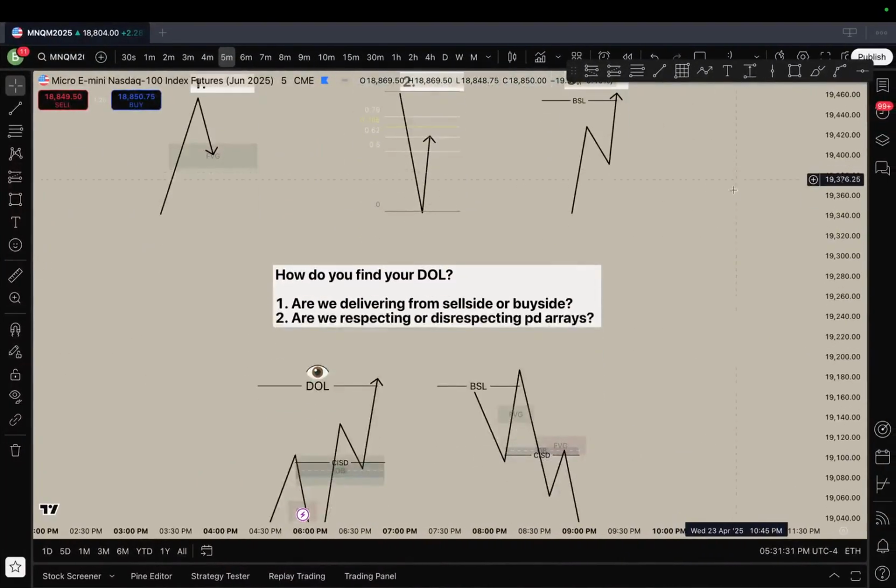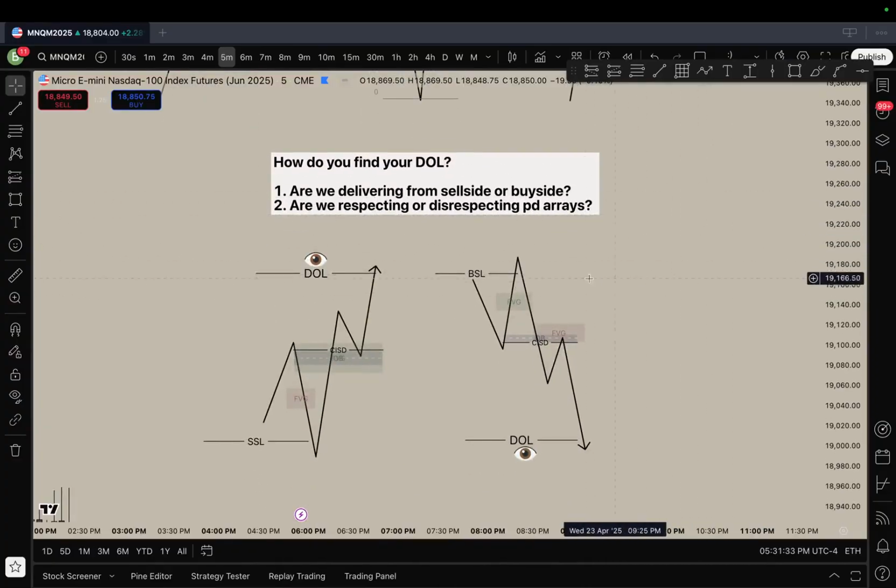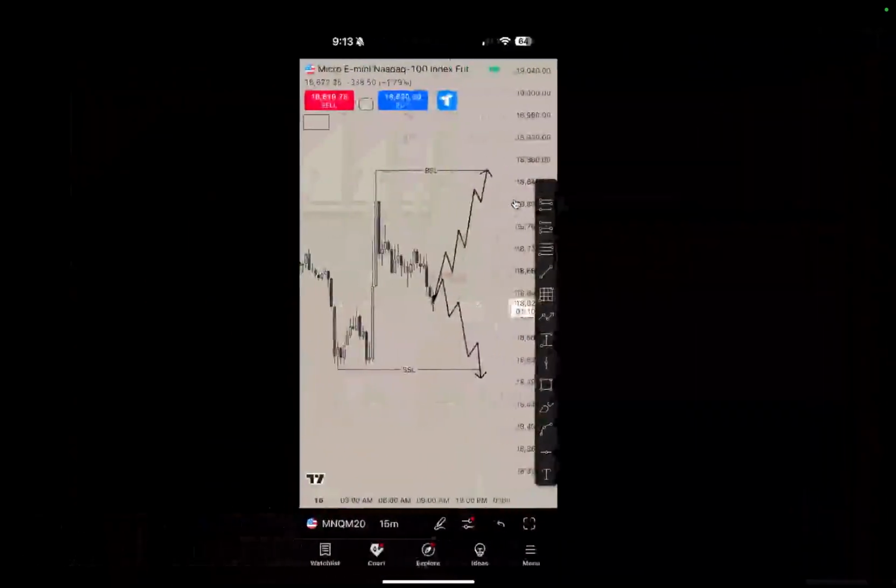Now, next up, how are we going to find this strong liquidity, right? Well, we're delivering from buy side liquidity. We have that SMT in play with ES. And then we are disrespecting bullish PD arrays and respecting bearish.